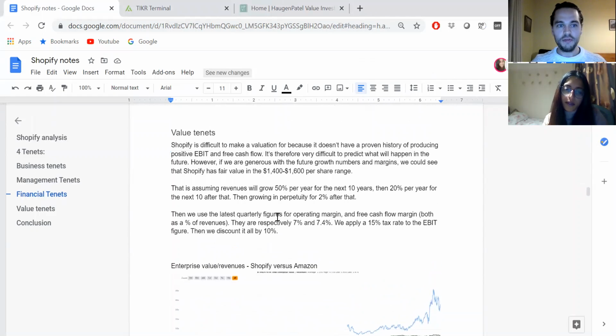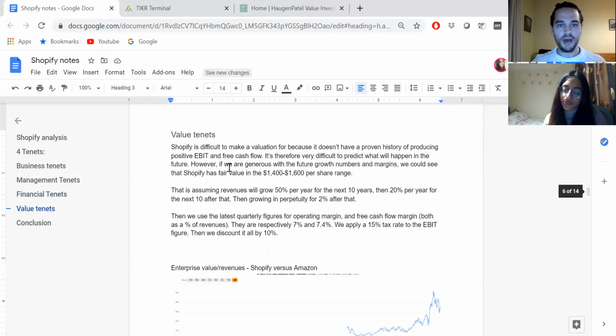Yeah, so that was it for the management. So sorry for the financial tenets. Now we're at the value tenets, and this one was a bit of a tricky one because we value businesses based on the past financials. So we value it based on operating income, based on free cash flow, that sort of stuff. But for Shopify, it's all negative until recently.